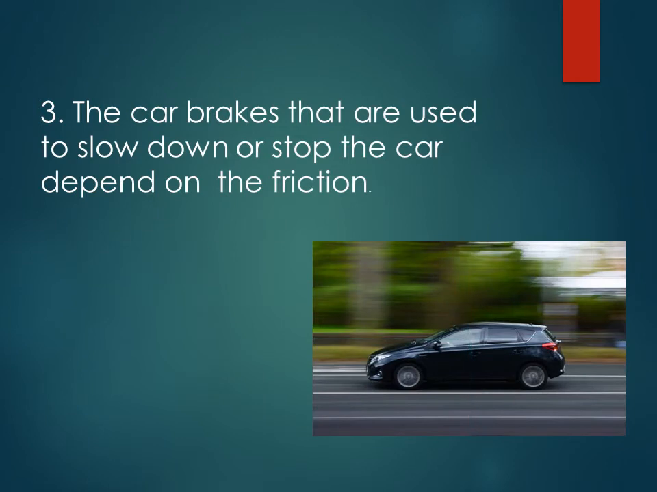The third advantage is the car brakes فرامل العربية that are used to slow down or stop the car depend on friction. We have studied that the friction causes the object to slow down and stop. The same for the car. Here the car brakes depend on the friction. And we know that car brakes are used to slow down or stop the car.